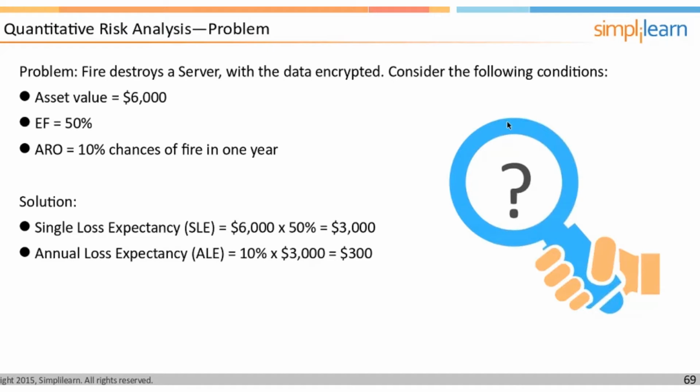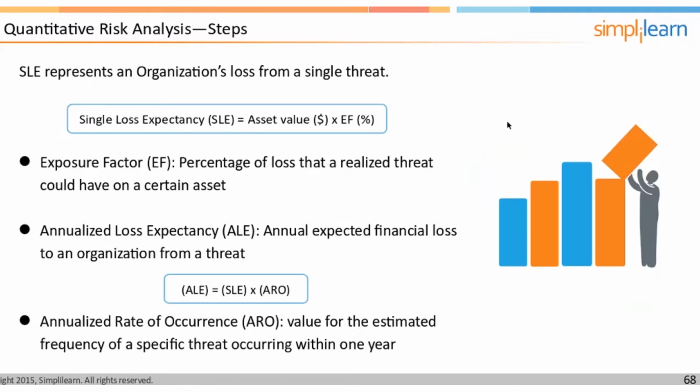Next is the ALE that we need to calculate. ALE stands for annualized loss expectancy, and this is the financial loss in a single year from that particular threat. For that we need to calculate SLE times ARO. SLE we have already calculated. ARO is the annualized rate of occurrence. We figure out how many times this threat occurs within one year. Does it happen every year, or twice a year, or maybe once in 10 years? Depending on that, the ARO value would be different.